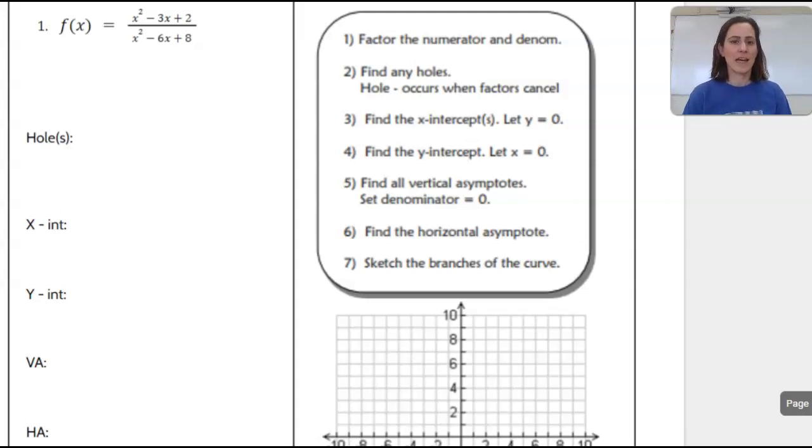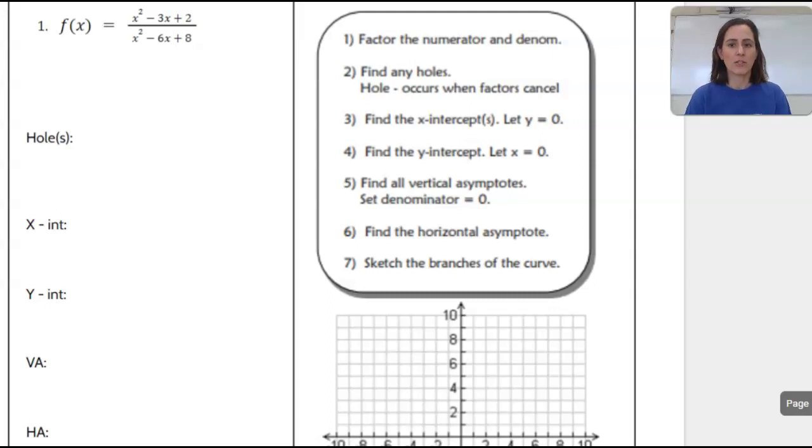Hi, we're going to take a look at an example of how you graph finding all the key characteristics for rational functions. Those characteristics include holes, x-intercepts, y-intercept, vertical asymptote, and horizontal asymptote. So we're going to go through the steps.